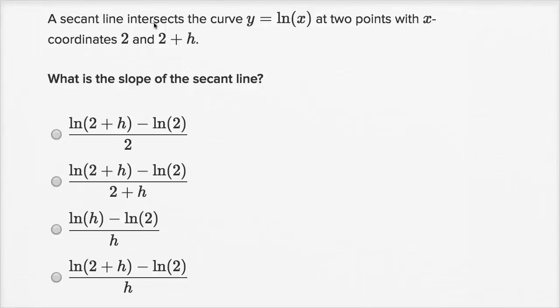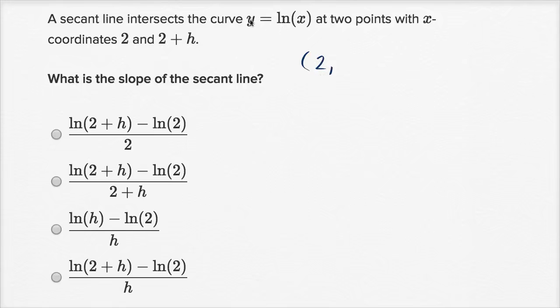A secant line intersects the curve y equals the natural log of x at 2 points with x coordinates 2 and 2 plus h. What is the slope of the secant line? Well, they're giving us 2 points on this line. It might not be immediately obvious, but they're giving us the points when x is equal to 2. When x is equal to 2, what is y?